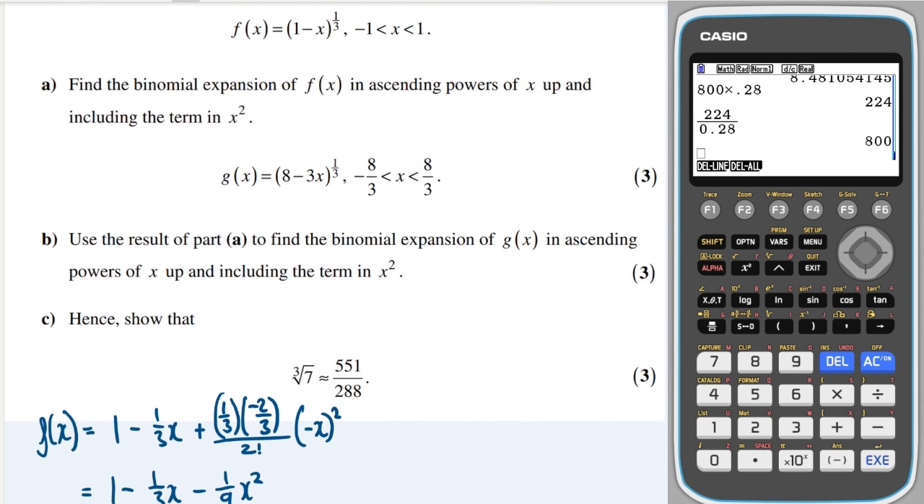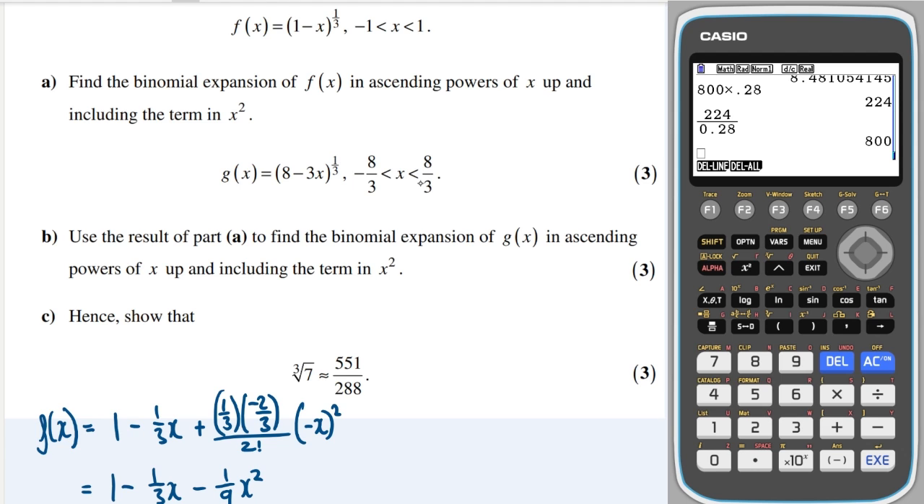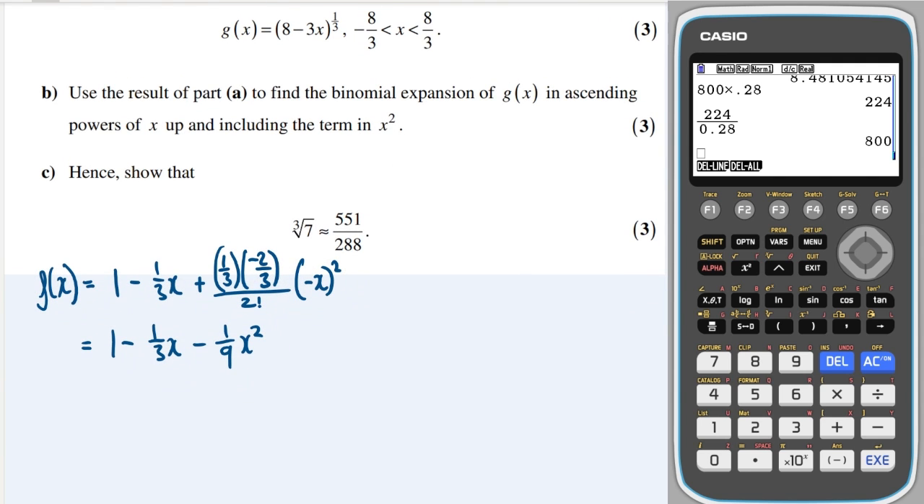Okay, and that will all come out in the wash and give me, the 2 will cancel with the 2 there, a 3 and a 3 on the bottom, so that'll be a 9th. There will be a negative there, so it will be 1 over 9, and that will give me x squared. Okay, moving on, part B, we have this function, and it says use the result of part A to find the binomial expansion of g in ascending powers of x.